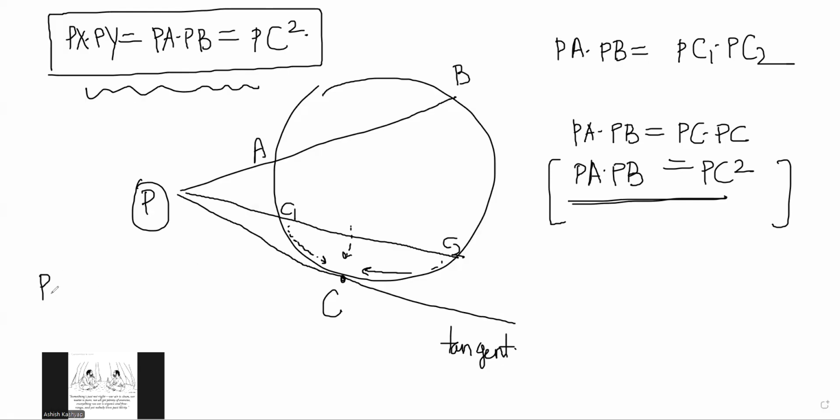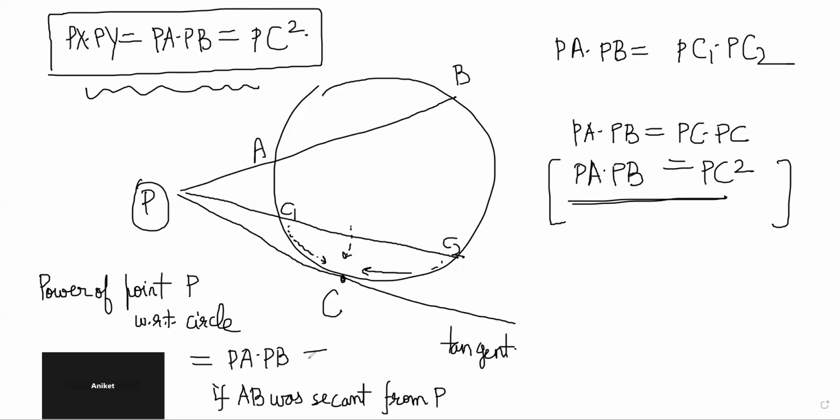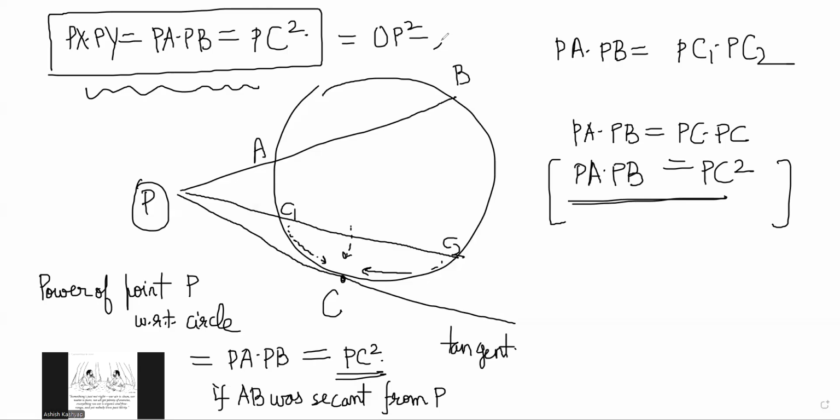That's why we define this as the power of point P with respect to a circle. You can write it in any way. You can write it as PA into PB if AB was a secant from P, which is what we have been doing so far. Or you can write it as PC square if PC was a tangent to the circle from P. And PC square, you should realize, is actually OP square minus radius square.